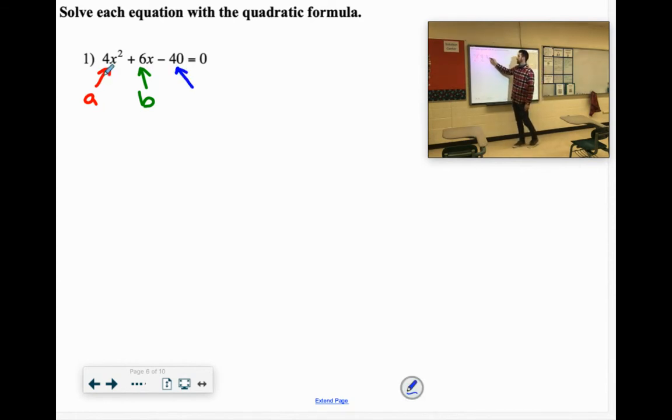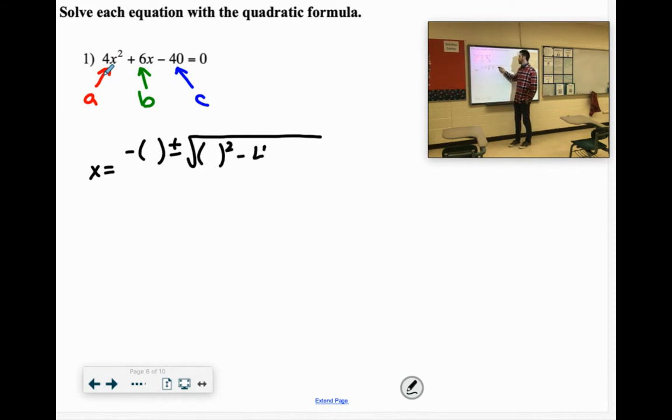So in this case, it's going to be negative 40. If it says minus, you have to treat it like a negative. Now you always have to make sure it's equal to 0 as well. You know how to manipulate an equation to make that happen. So we'll say x equals the opposite of b plus or minus the square root of b squared minus 4ac.